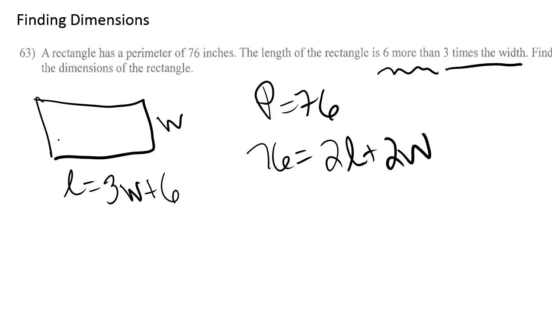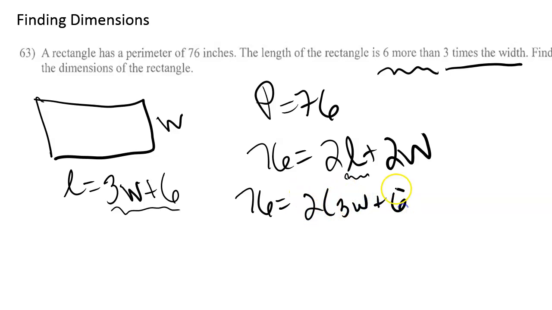So we're going to replace this L with this quantity here, 3W + 6. So then we have 76 = 2(3W + 6) + 2W. Now we're in much better shape because we have just one variable in our equation. So it's just now a little bit of Algebra 1 where we're going to clean things up a bit.